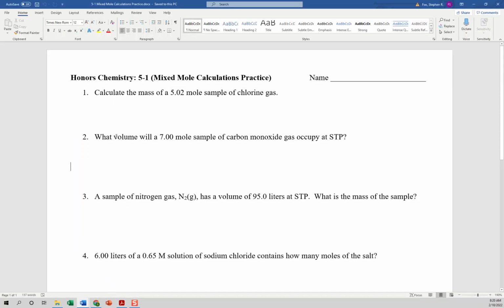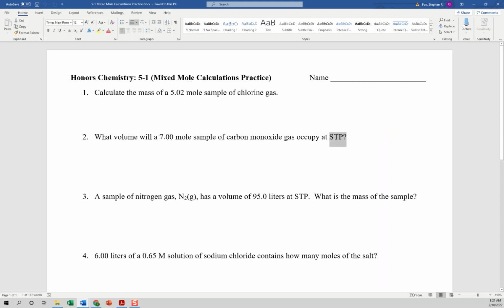So number 2. What volume will a 7-mole sample of carbon monoxide gas occupy at STP? So when I see that STP, I'm thinking, oh yeah, I can use 22.4, but I got to know what that means. It means 22.4 liters per 1 mole of gas. That's what STP means. Or 1 mole of gas will equal 22.4 liters at standard temperature and pressure. Okay? So that's just a clue that I can use that conversion factor.